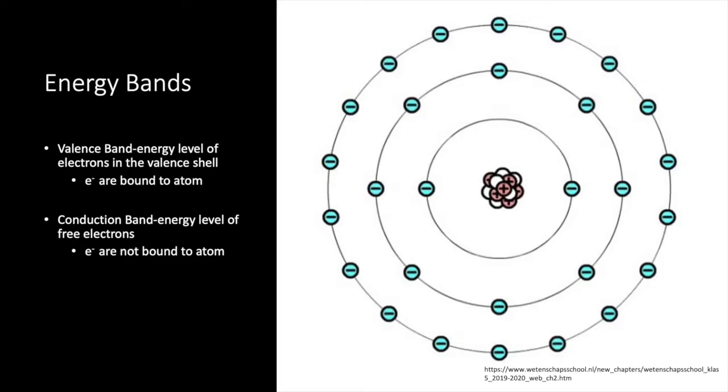So the valence band is the energy level that the valence electrons are in. They all share the same value of energy. The conduction band is when these electrons get knocked out of the valence shell and become basically free electrons able to conduct, hence conduction band. So it's important to note that for the valence band, the electrons are bound to the atom, and for the conduction band, the electrons are not bound to the atom.